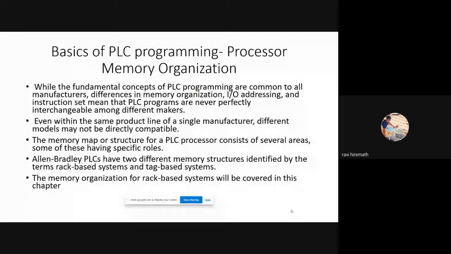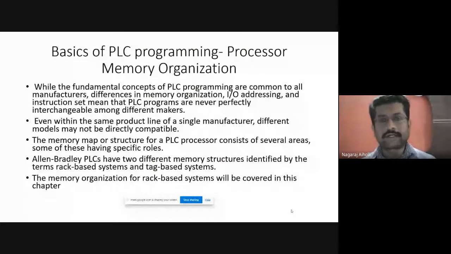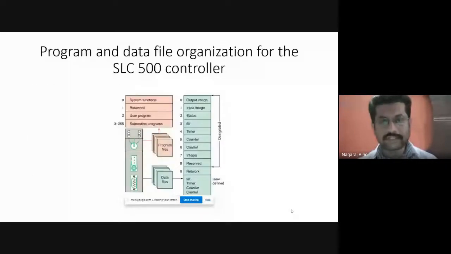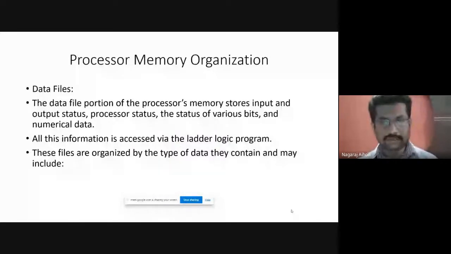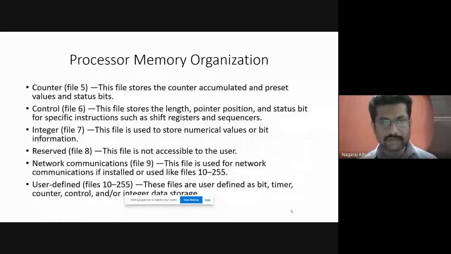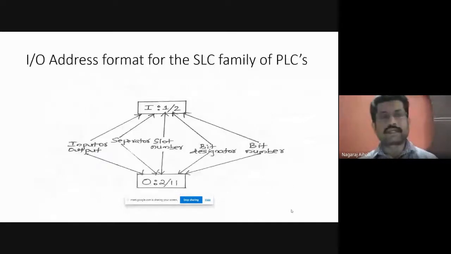Yes, sir. Okay. In the last class, we stopped at the processor memory organization, and we explained it by considering this block diagram, this figure about the program files and the various data files. That was for the SLC 500 controller. We started with this in our previous class. Then we saw those different data files. These are the different program files. It includes all your status file, timer file, counter files, and files for network communications. Next one is the IO address format for the SLC family of PLCs.